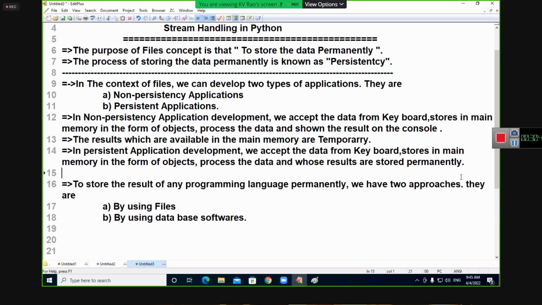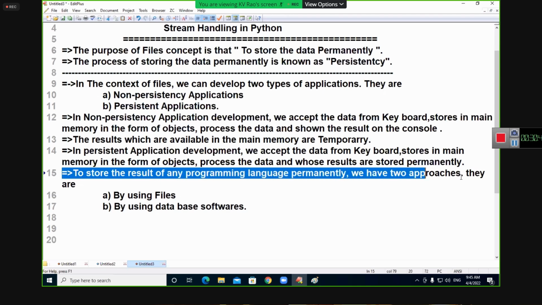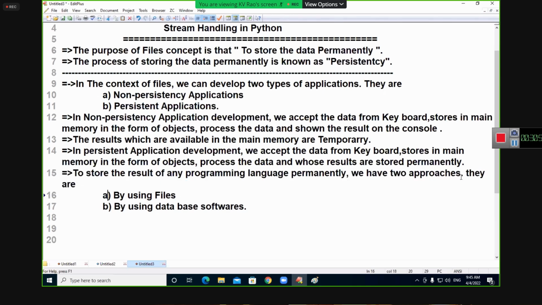To store the results of any programming language permanently, how many approaches are there? Two approaches. By using files, and one more is by using database. First topic is by using files. The same persistency we achieve by using database software. Why are we going for database software? Because there are some drawbacks present in files.